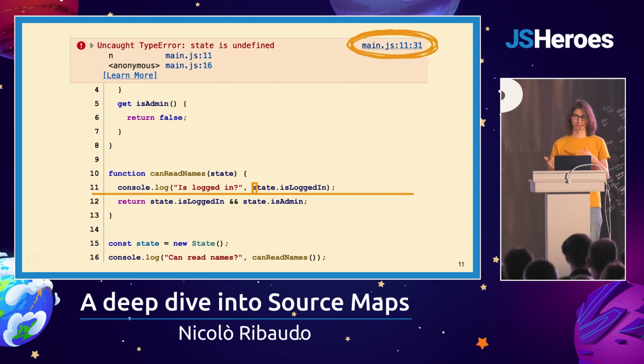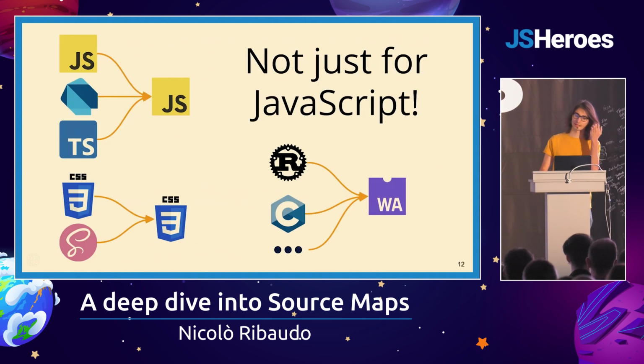But this is a screenshot from Firefox. Other types of dev tools will actually also tell you, look, the original function name was this. Node.js, for example, does that. And this is not just for JavaScript, even if JavaScript is the most common reason for using source maps.